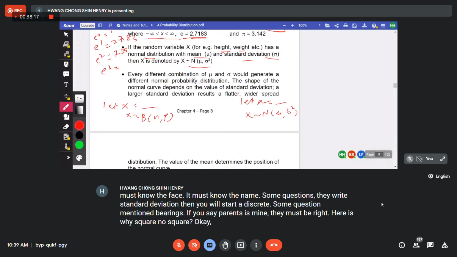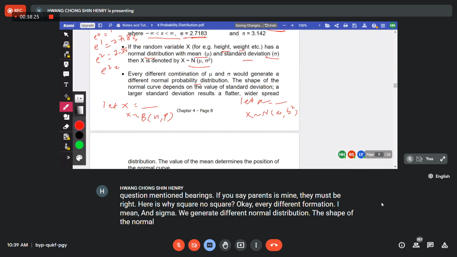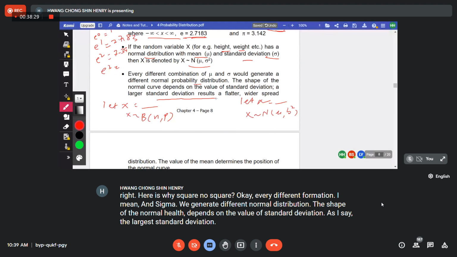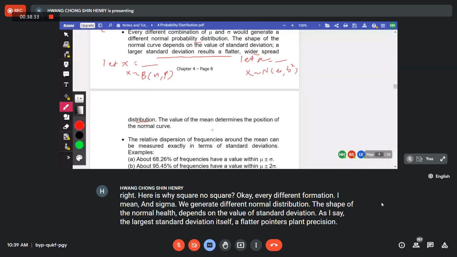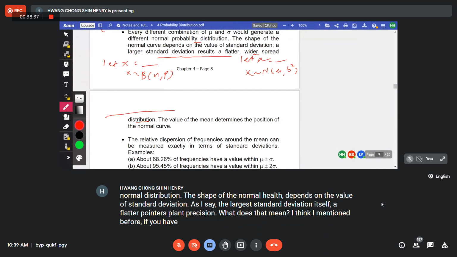Okay, every different combination of mu and sigma will generate a different normal distribution. The shape of the normal curve depends on the value of standard deviation. As I said, a larger standard deviation results in a flatter, wider spread distribution. What does that mean? I think I mentioned before, right? If you have a bigger sigma, your normal curve will be what? Flatter. Flatter means what?